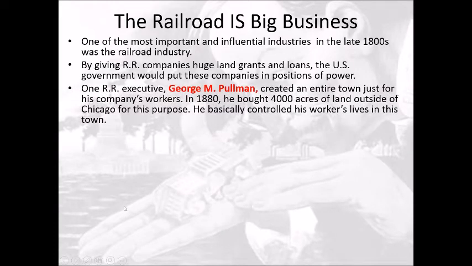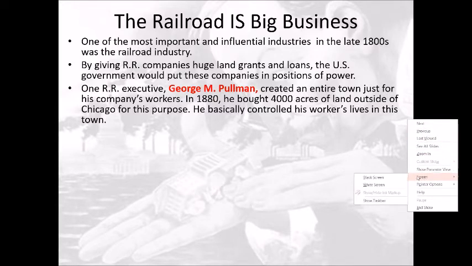Now, one railroad executive who was especially powerful was George M. Pullman. George M. Pullman created an entire town just for his company's workers. This was called Pullman Town. In 1880, he bought 4,000 acres of land outside of Chicago for this purpose. He basically controlled his workers' lives in this town. And eventually, the whole experiment fell apart.